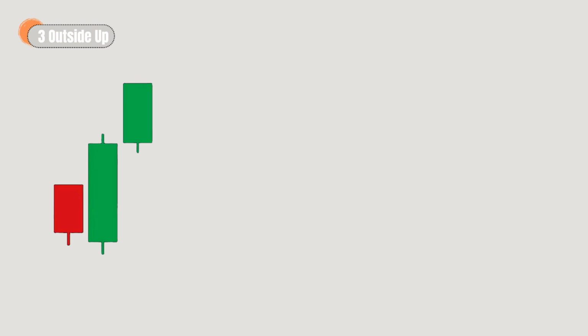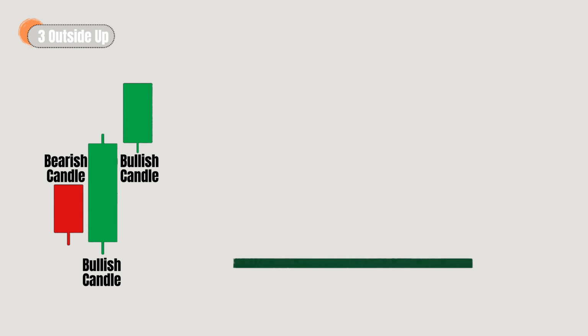There are 3 candles in the 3 outside up pattern, one of which is a bearish candle, the other is a strong bullish candle, and the third is a normal bullish candle. After a short-term downtrend in the market, when it comes to its support area, its momentum is reduced and small red candles form on the chart.